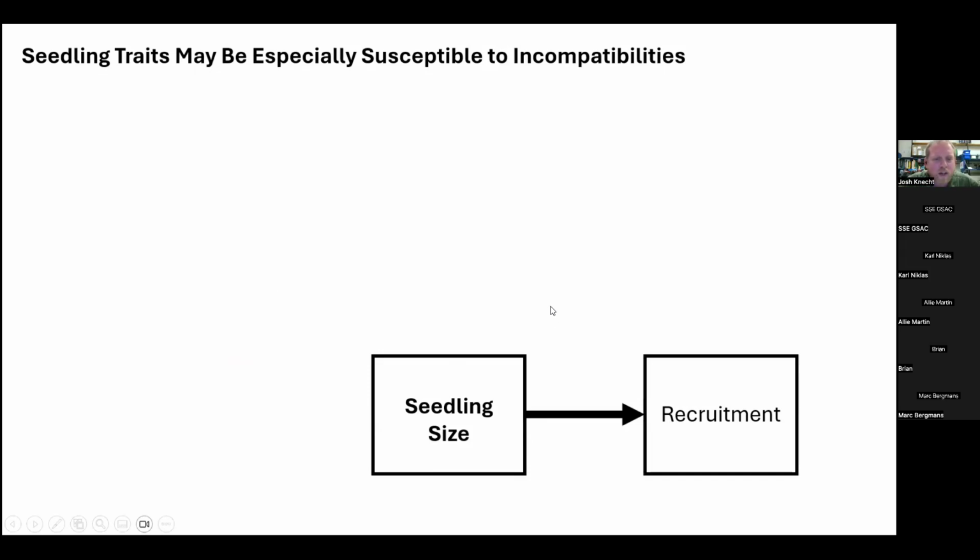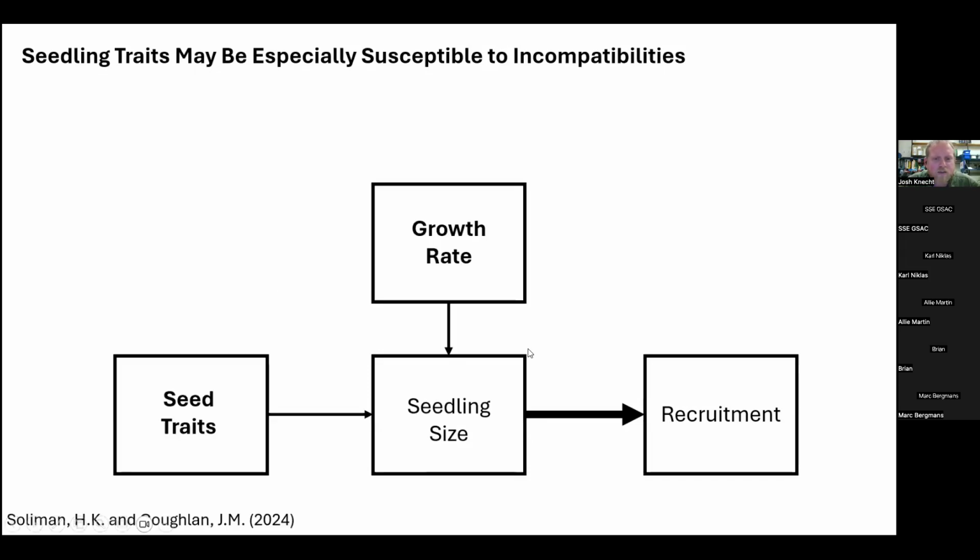And there's a lot of different things that affect seedling size. Two of the most commonly talked about are seed traits. I'm not going to talk a ton about seed traits here, but there's a lot of work being done in monkey flowers and other plants. Some really cool research on how conflict between parental genomes might cause hybrid incompatibilities. You can see a recent paper by Suleiman Coughlin to talk more about that. What we're really going to talk about today is growth rate and what affects growth rate.